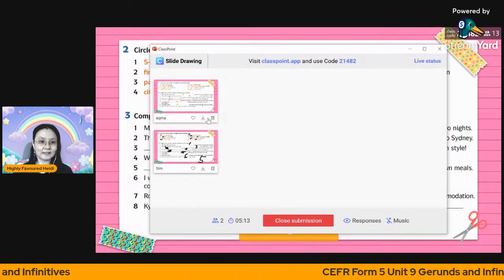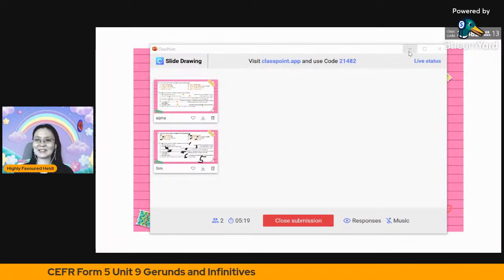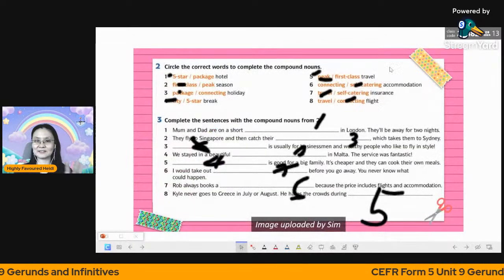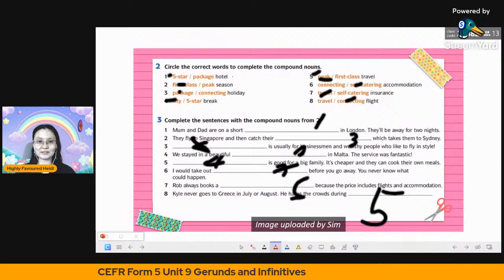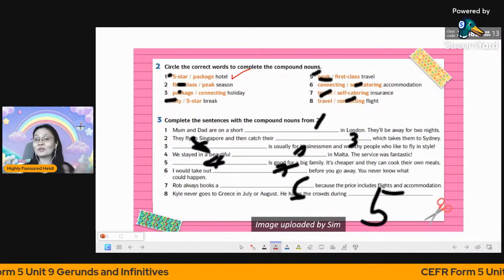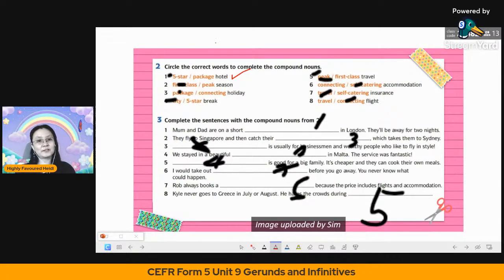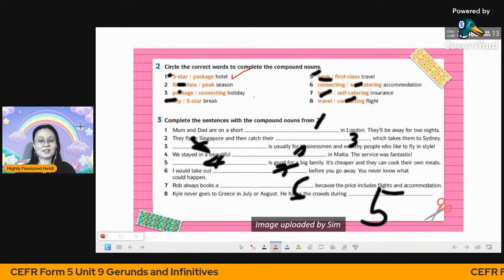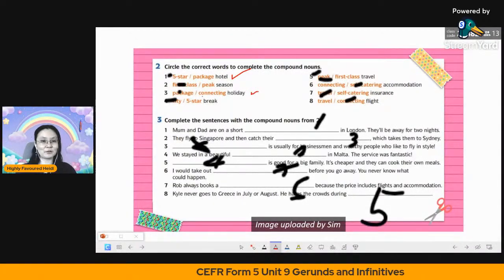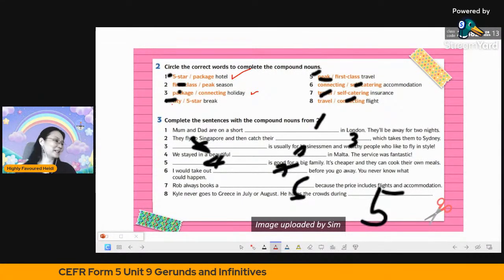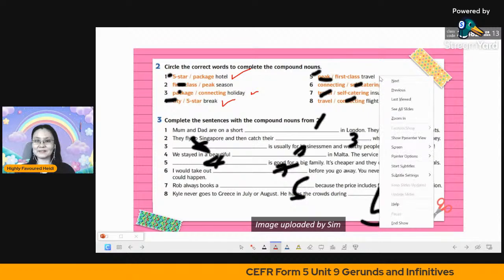Okay, let's see. I'll download. I'll straight away discuss Xin Wei Yan's. Okay, I'm so glad to have Xin Wei Yan's. Let's see. 5-star hotel. Okay, correct. So the rest of you, please do and just submit. If you're wrong, then don't bother to change, just submit. This one, first class season. Package holiday. Yeah, package holiday. 5-star break. Oh no, you're saying city break, is it? Okay, city break, correct. Then first class travel, correct.